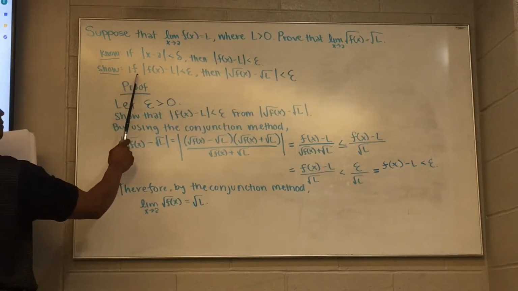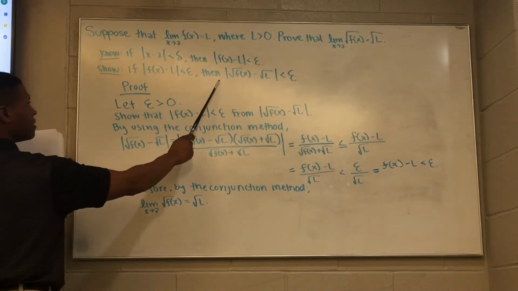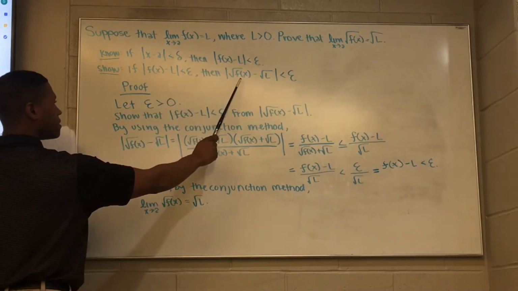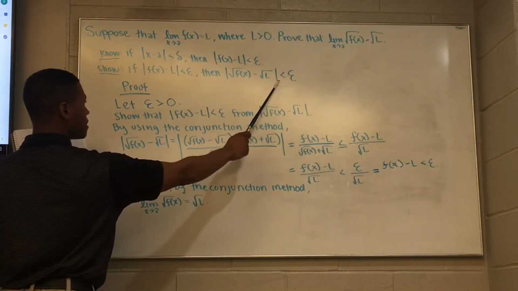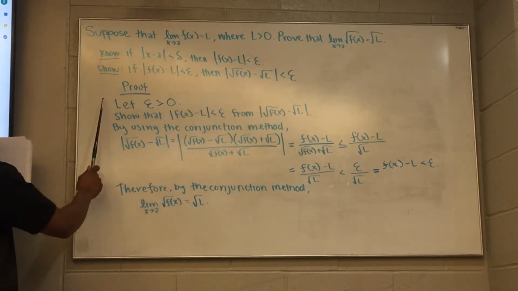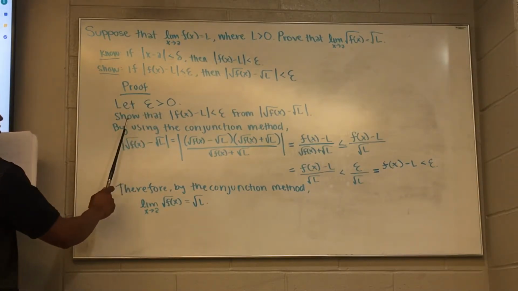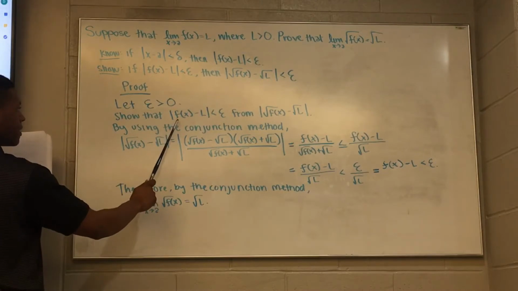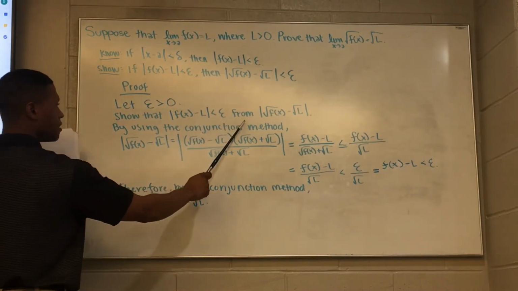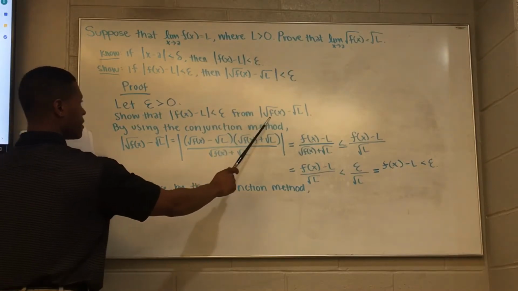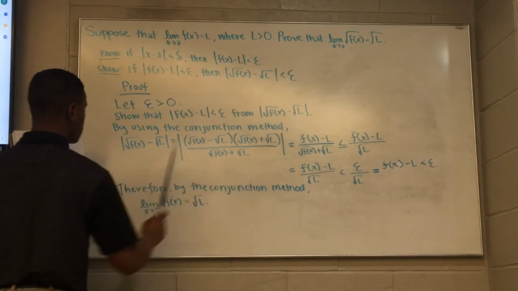We want to show if the absolute value of f of x minus L is less than epsilon, then the absolute value of the square root of f of x minus the square root of L is less than epsilon. And here's our proof. We're going to let epsilon be greater than 0. Again, show that the absolute value of f of x minus L is less than epsilon, and from that the absolute value of the square root of f of x minus the square root of L is less than epsilon.